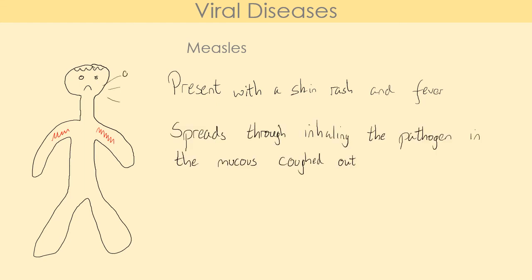So they can cough out those pathogens in mucus, which can then be inhaled. We can prevent it through vaccination. If we vaccinate a large number of the population, it will stop measles spreading. And there have been numerous times where the cases of measles have gone down, however, it has risen again because fewer people have been vaccinated.